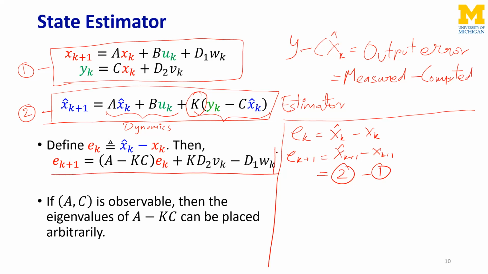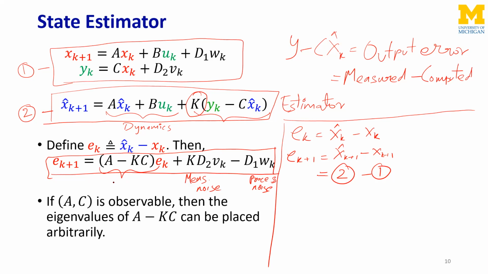So now we have these 3 terms in the error dynamics. This is the contribution of the measurement noise, and this is the contribution of the process noise. Okay, but let's look at this term. This is a term which is defining the growth rate of the error e_k.